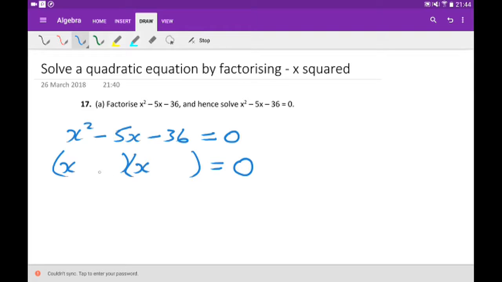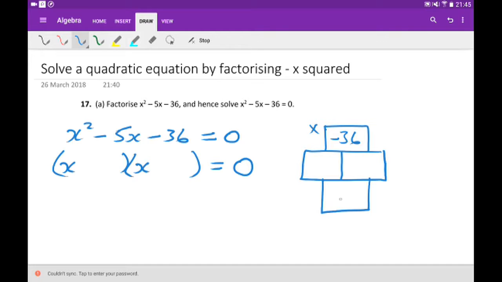Now all we have to do is find two numbers that go in these brackets. Their product, when you multiply them, equals minus 36, and their sum, when you add them, equals minus 5. We can do a little diagram over here to help us work this out. We're trying to work out two numbers where if we multiply them, we get minus 36, and if we add them, we get minus 5.